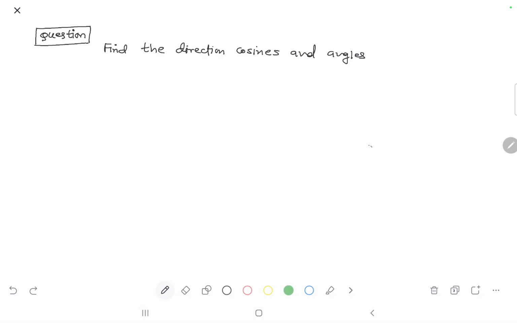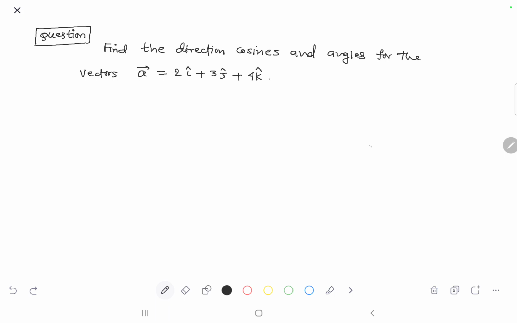So let's solve an example here. Find the direction cosine and angle for the vector. Let's say the vector is given by, and we use the notation a, 2 i cap plus 3 j cap plus 4 k cap.